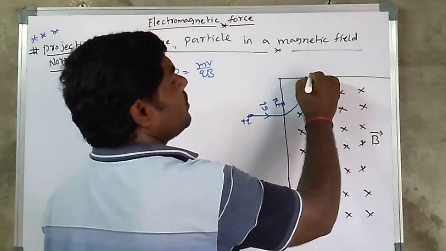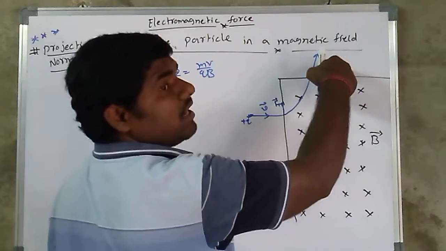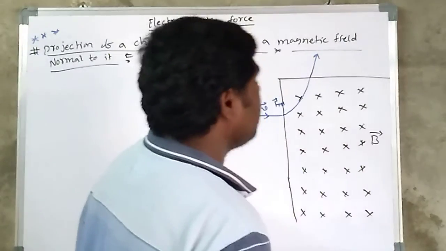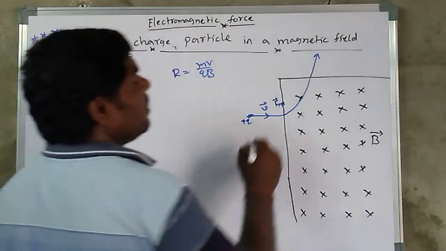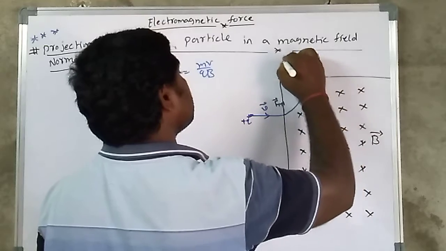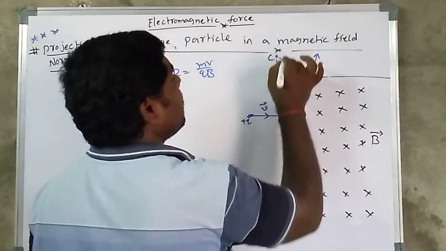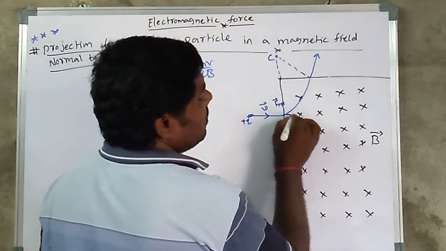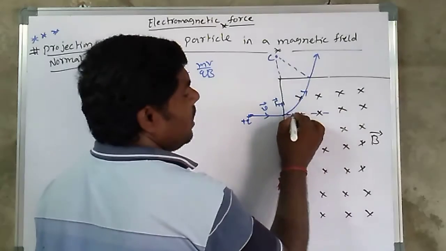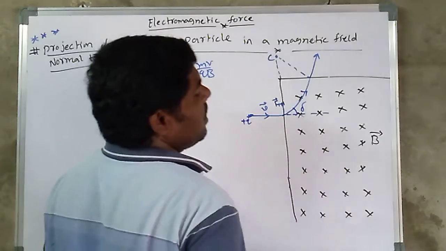After this, it moves in a straight line, because there is no external magnetic field outside this boundary, only inside. Here the force is also in the perpendicular direction. This is the center of curvature, and extend this line. The incident line extended and the refracted line give some deviation angle here.